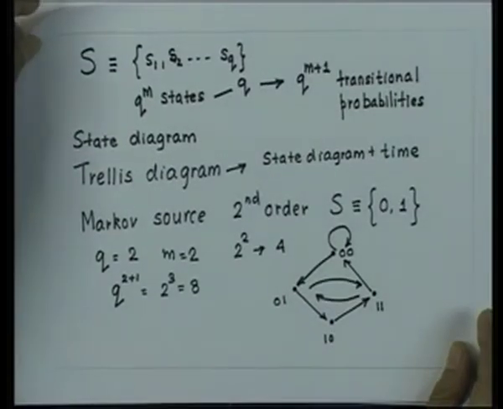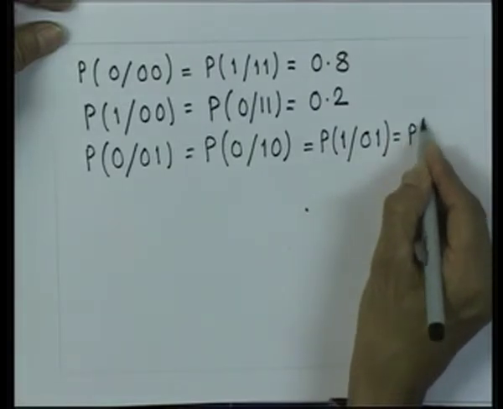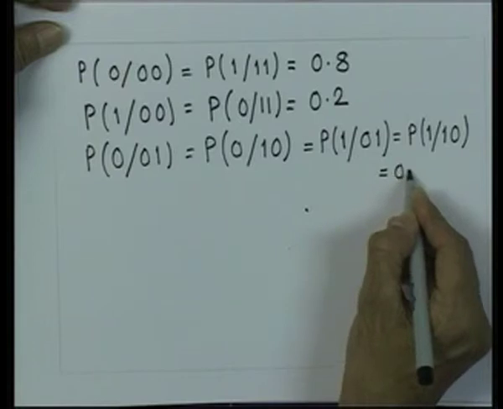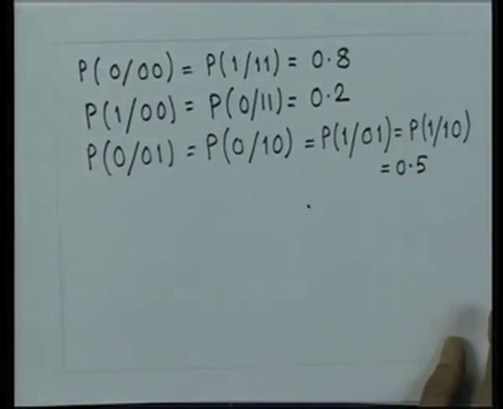Now, to be very specific, let us take an example. Let me assume that probability of 0 given 0 0 is equal to probability of 1 given 1 1 is equal to 0.8, probability of 1 given 0 0 is equal to probability of 0 given 1 1 is equal to 0.2, and probability of 0 given 0 1 is equal to probability of 0 given 1 0, probability of 1 given 0 1 is equal to 0.5.